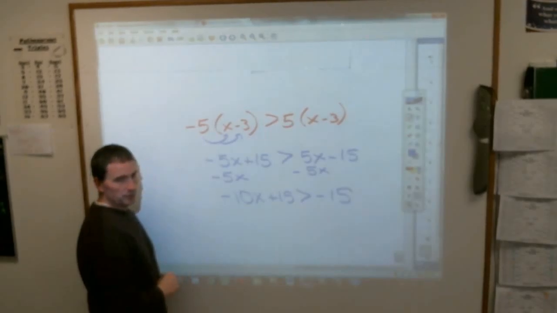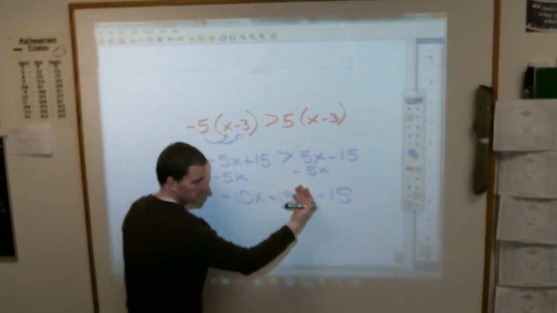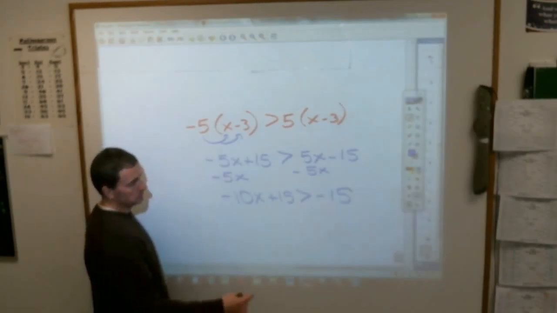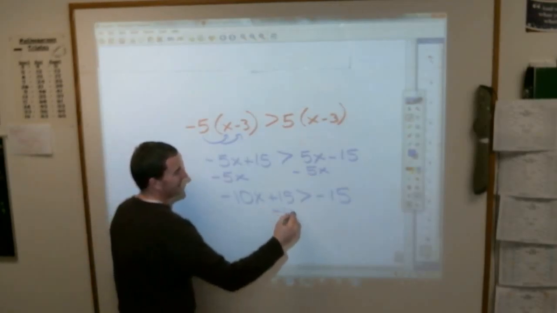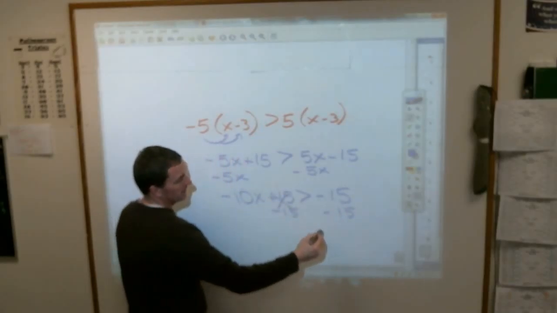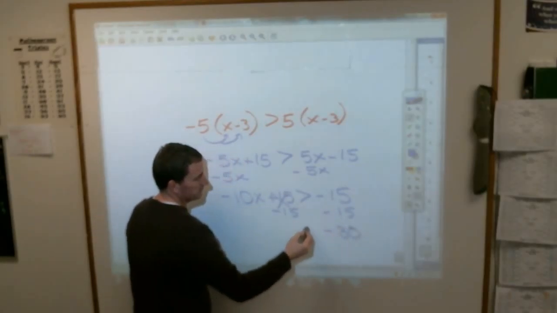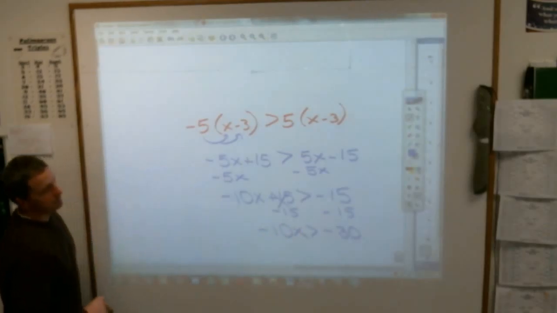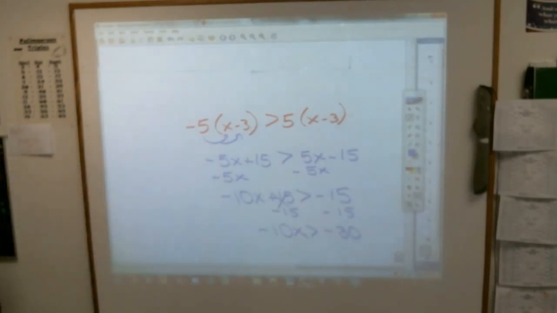Next thing I would do would be to do what, Caleb? If this was an equation, what would I do? Subtract 15. Again, the sign doesn't change because I'm adding and subtracting, not multiplying. This becomes a negative 30. Now I have a negative 10x is greater than negative 30. I am then going to do what?